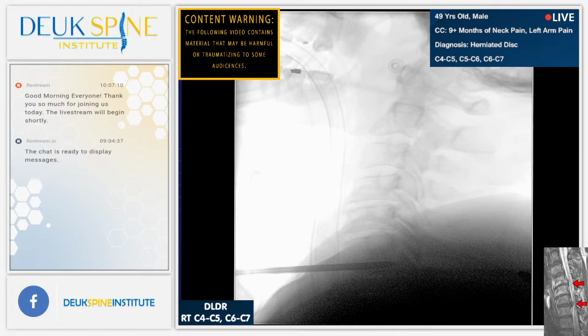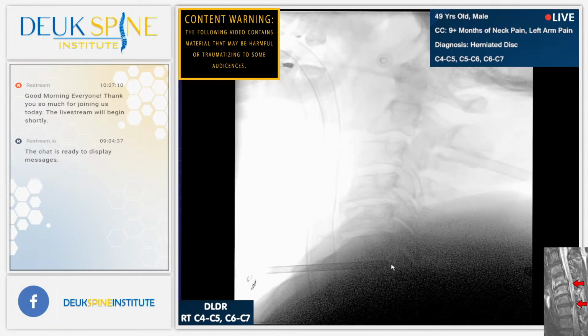Show them, Jordan, where we are with the tip of the tube. Shot. All right, so you see how the tip of the tube with the arrow is at the back of the disc now at C6-7. Let's count the bones: 2, 3, 4, 5, 6, 7. So we are now in the C6-7 disc.